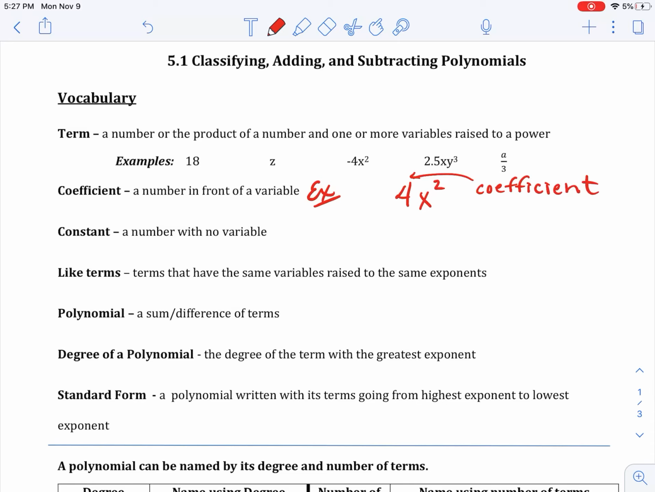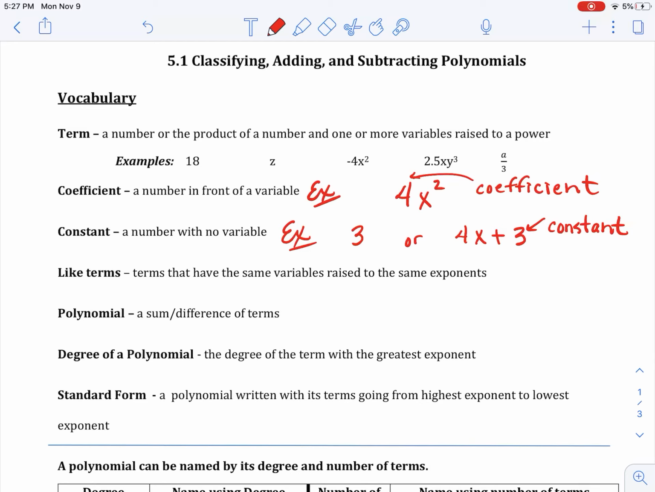A constant is just a number with no variable. So if we just had something like 3, that's just a constant. Or if we had something like 4x plus 3, then the 3 is considered the constant, right? The constant term. So any number that doesn't have a variable right next to it is considered a constant.